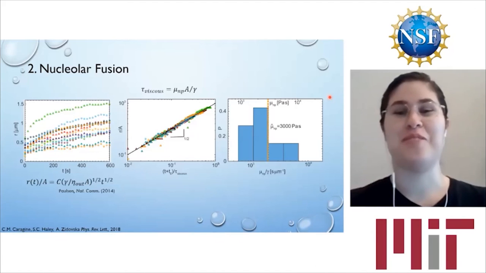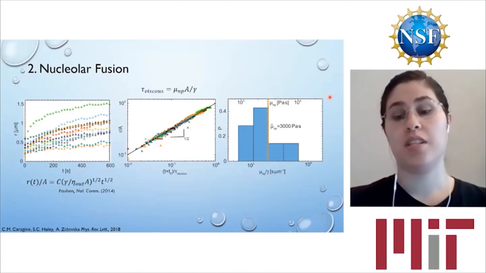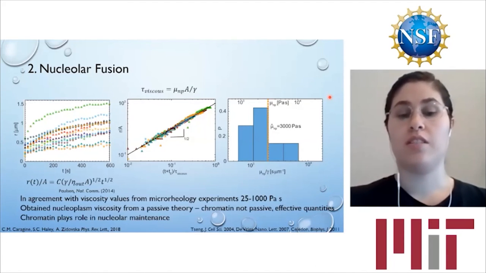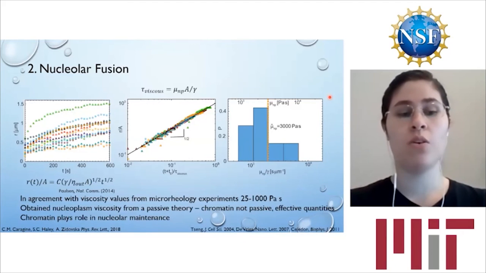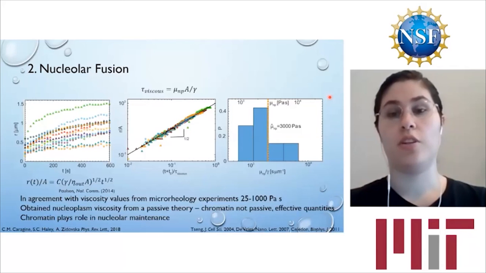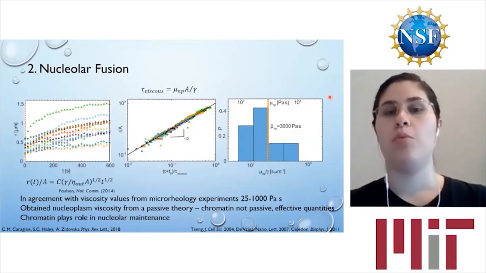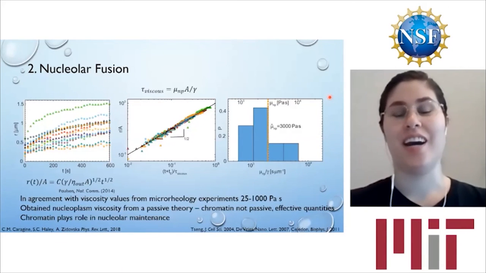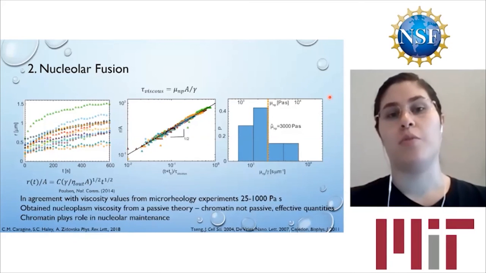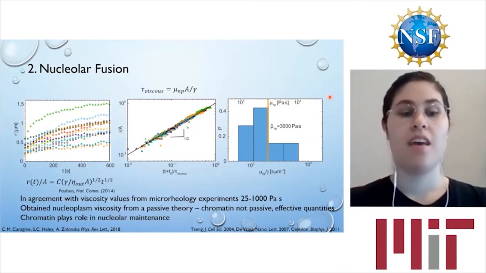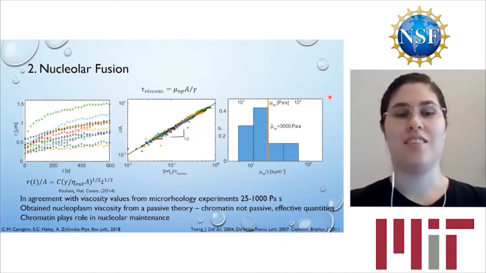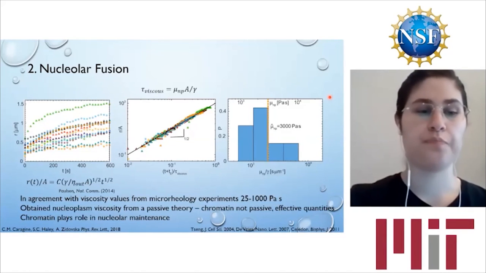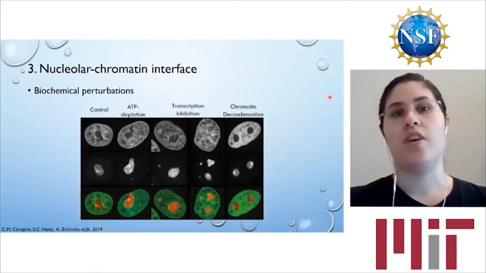And again, if you're familiar with viscosity measurements, this might seem like a lot, but this is also consistent with other experiments where they're measuring the viscosity of the chromatin solution. So we were able to obtain the nucleoplasm viscosity from a passive theory, but we know that chromatin is not passive. It's highly active throughout the cell cycle. So these quantities that we're measuring are effective quantities. And what this shows is that chromatin plays a role in nucleolar maintenance, and it's very important in the life of the nucleolus. So finally, we wanted to directly probe how chromatin and the nucleolus interact.